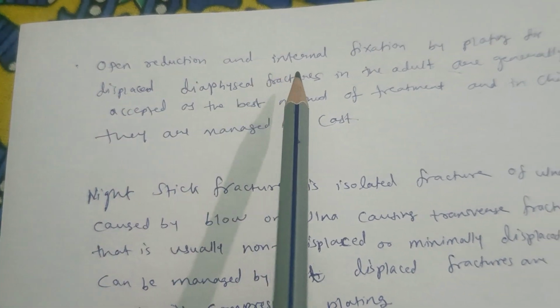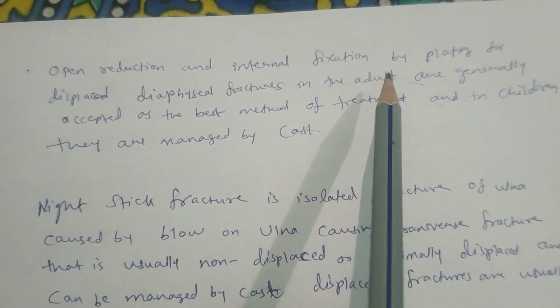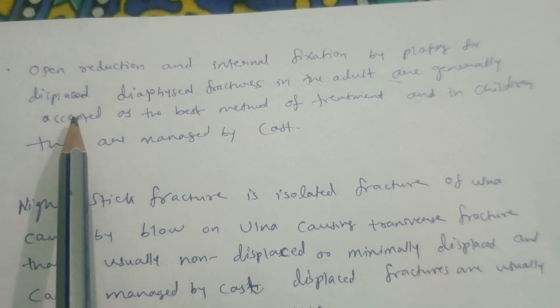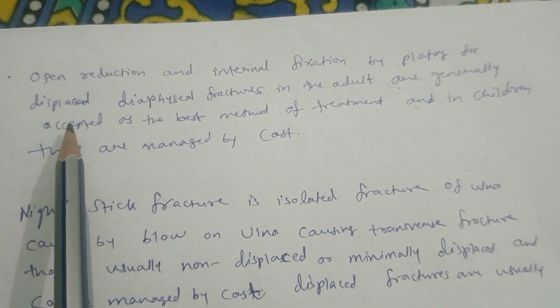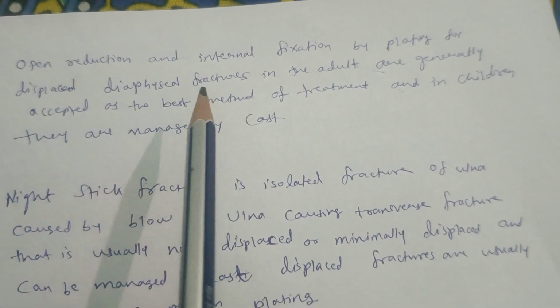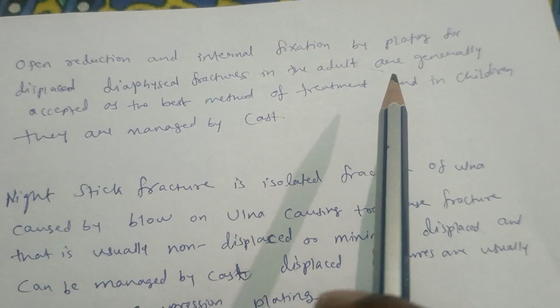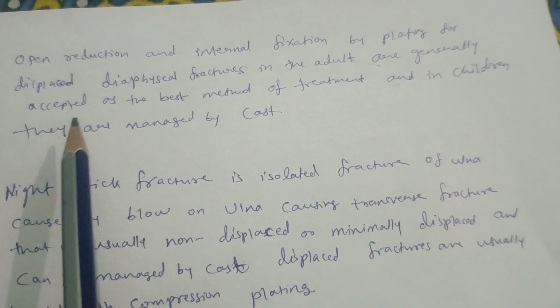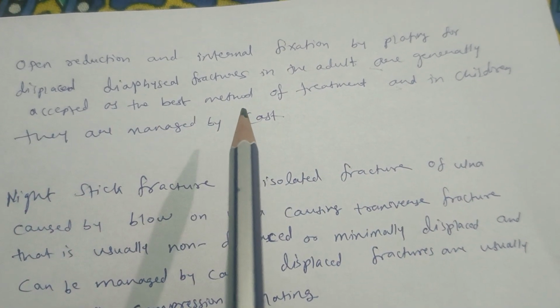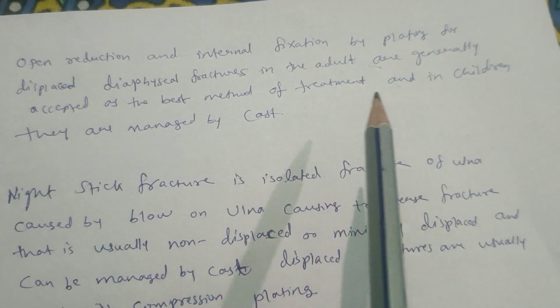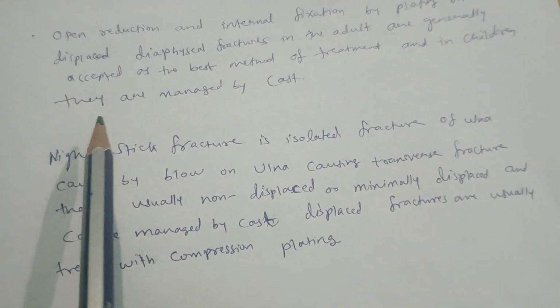Open reduction and internal fixation by plating for displaced diaphyseal fractures in the adult is generally accepted as the best method of treatment, and in children they are managed by cast.